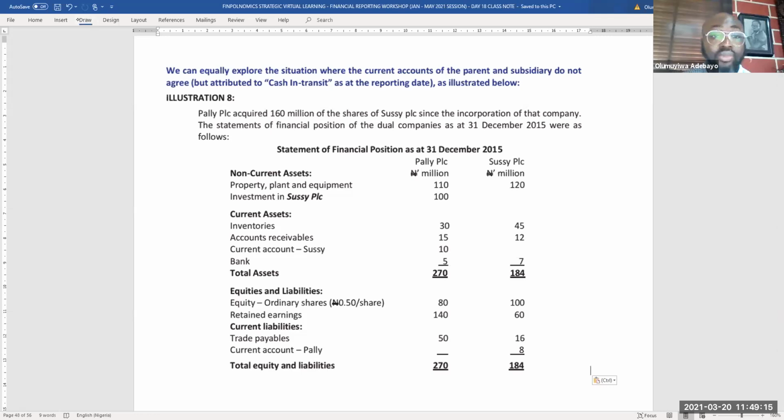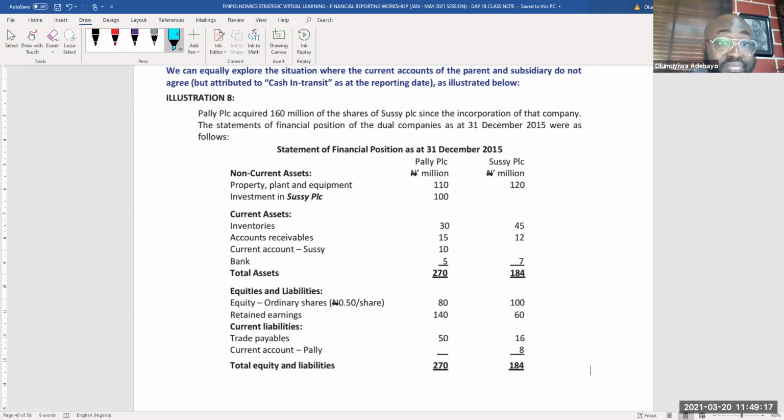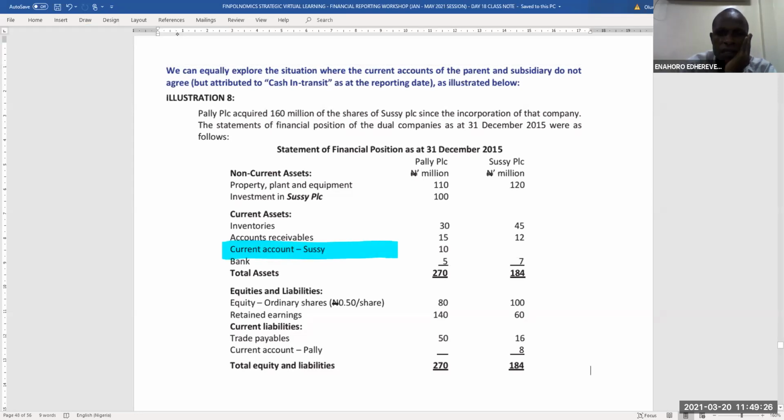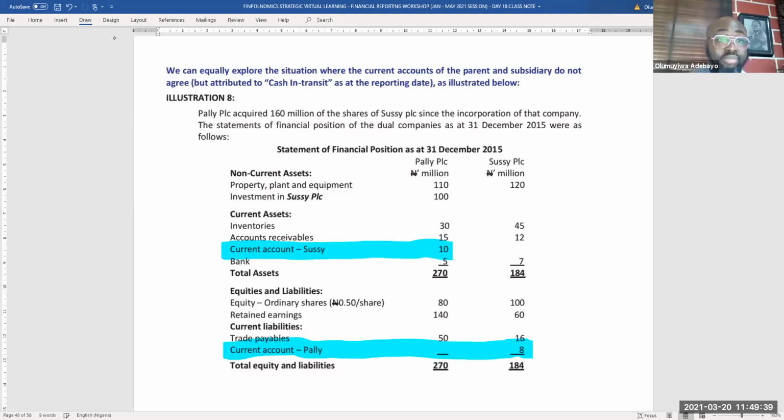Okay, where does the issue lie here? Who can tell me? Okay, I think the issue is that the current account balances are not the same. The current account receivable from SUSI shows 10, while the current account payable to Pali shows 8. Therefore, there's a problem. We expect that this 10 and this 8 should be the same. But now, one is showing 10 and one is showing 8. Therefore, there's a question mark.